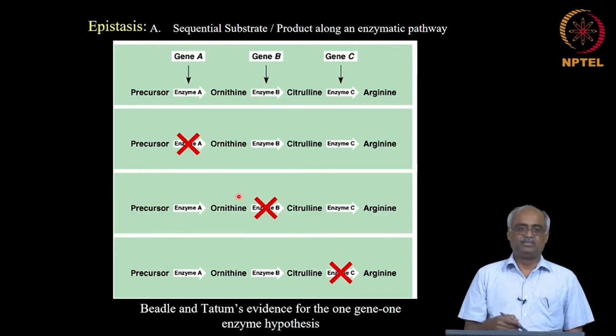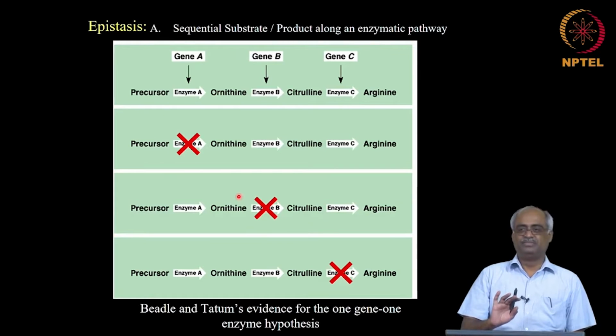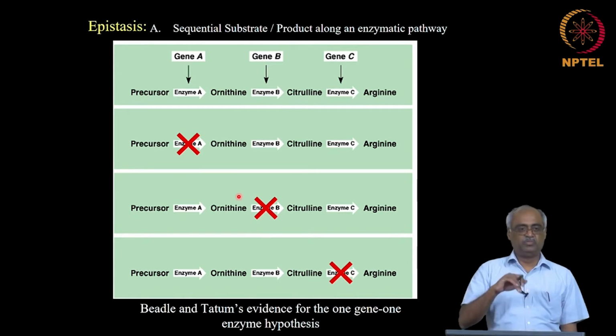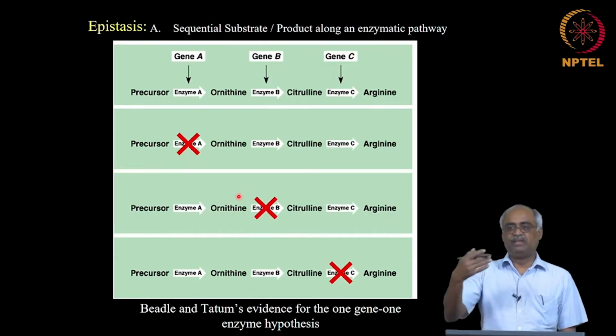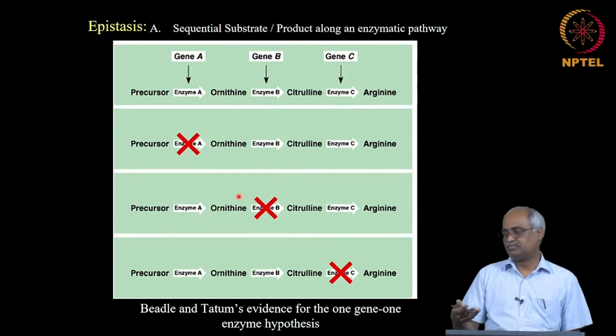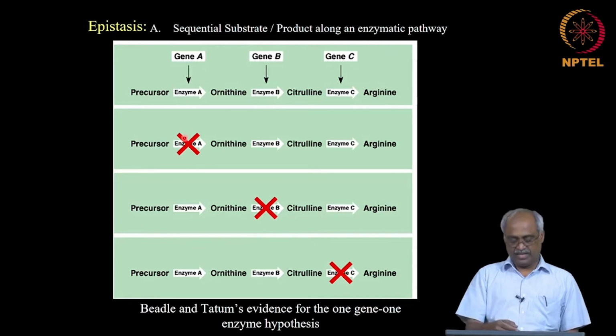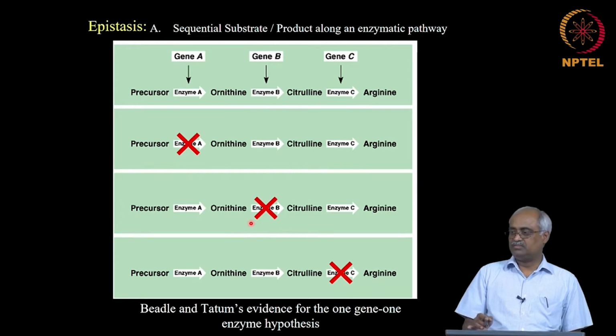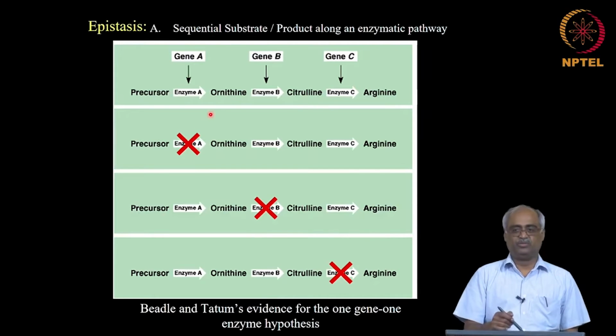In that context, this is an epistasis analysis, and here you say A is epistatic over B. So, whichever gene whose mutant phenotype prevails in the double mutant, you call that the epistatic. In this example, A is epistatic over B. So, A means no ornithine, AB is also no ornithine. B would have made ornithine. Therefore, the AB phenotype is like the A phenotype. So, you say A is epistatic over B.